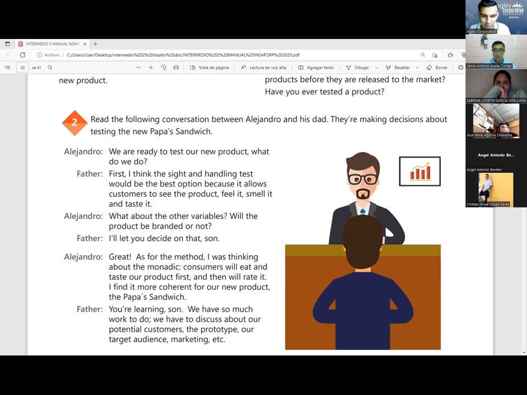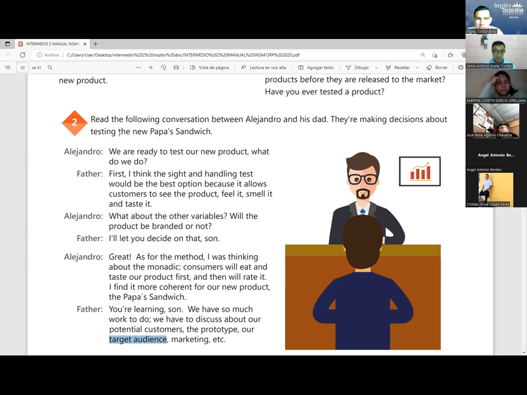Okay, we need to practice a lot. For example, the pronunciation is prototype. Prototype. Okay, we have coherent. Coherent. Exactly. Prototype. Target audience. Good.